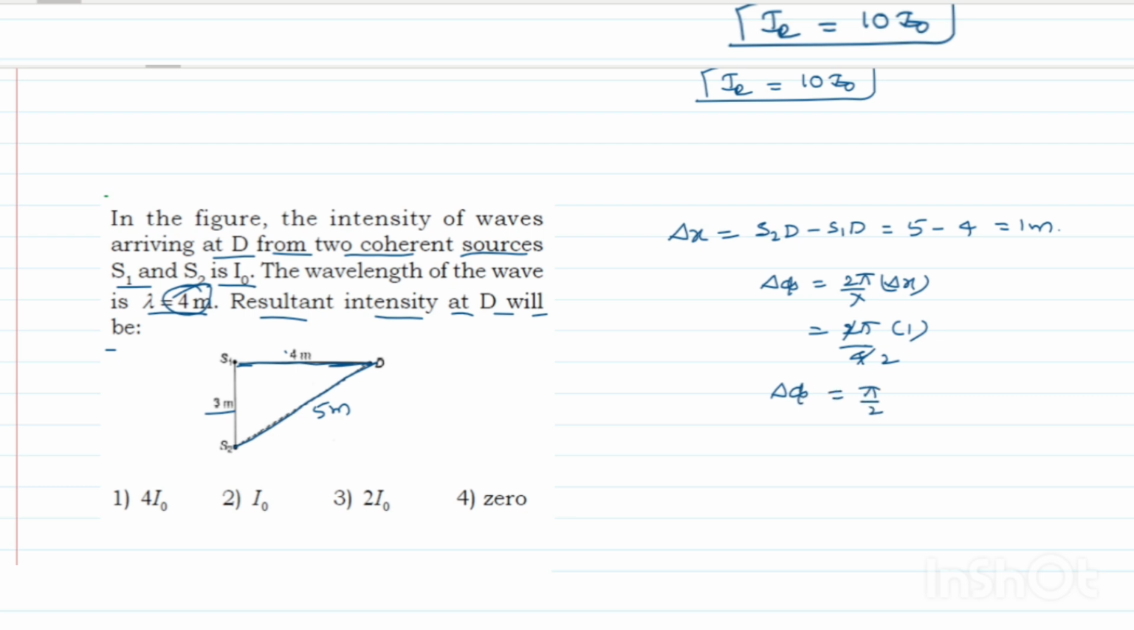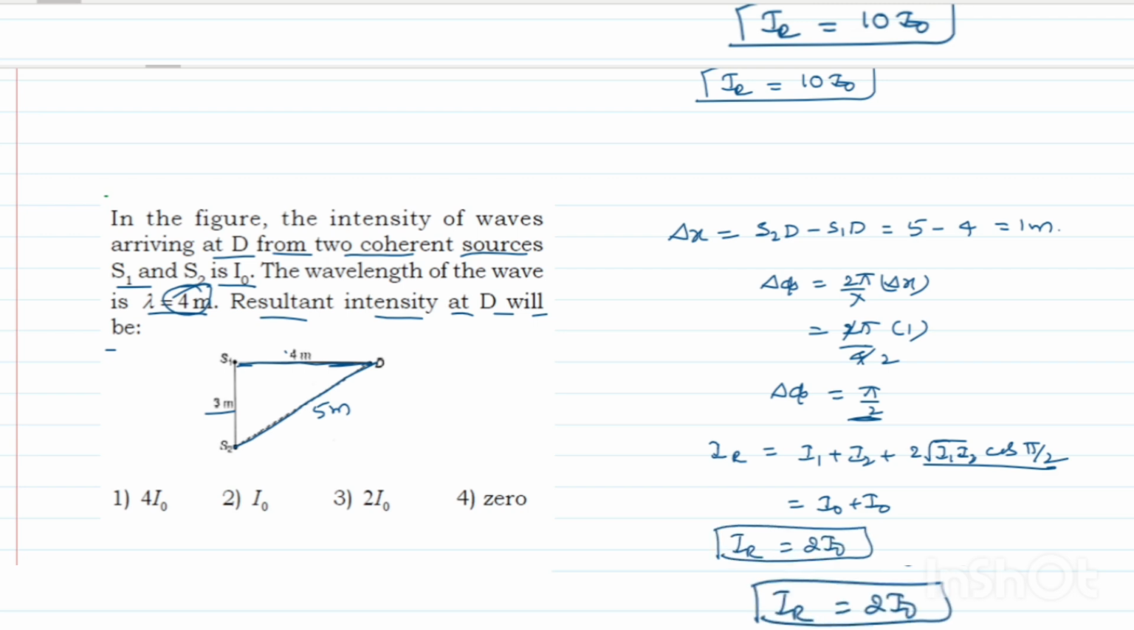Now they are asking for the resultant intensity. The resultant intensity formula is IR equals I1 plus I2 plus 2 root I1 I2 into cos phi. Phi is pi by 2, which is cos 90, so this becomes 0, and we get I1 plus I2. Both have the same intensity, so it is I0 plus I0. So the resultant is 2 I0. So 2 I0 is the correct answer.